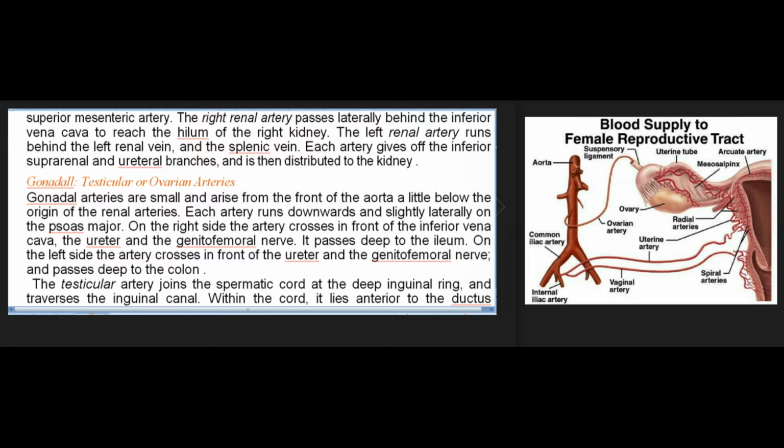Gonadal, testicular or ovarian arteries. Gonadal arteries are small and arise from the front of the aorta a little below the origin of the renal arteries. Each artery runs downwards and slightly laterally on the psoas major.